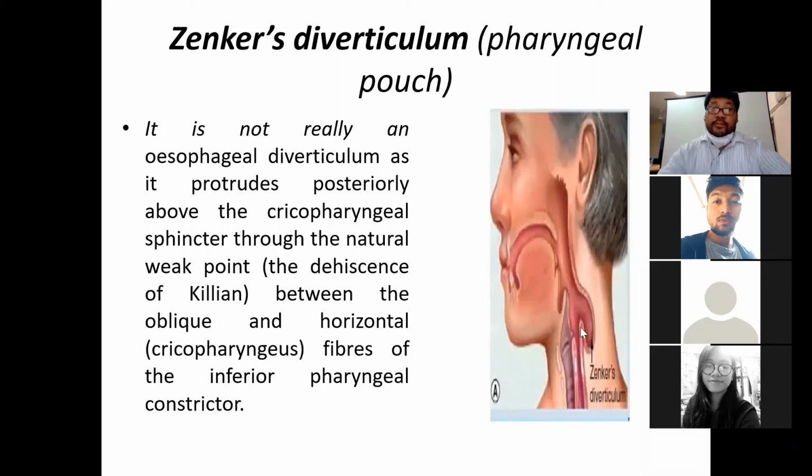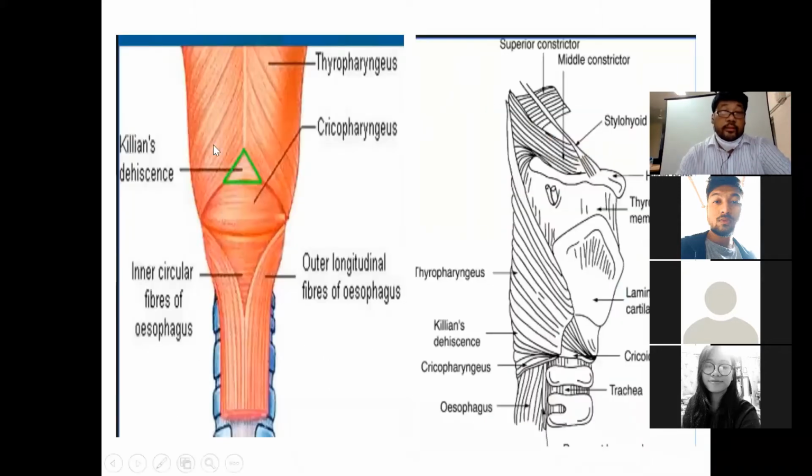It protrudes posteriorly. Here we can see this is a posterior protrusion of a sac, or the diverticula. So this is Zenker's diverticula. It occurs through a weakness that is known as the triangle of Killian, which is between the oblique and the horizontal fibers of the inferior pharyngeal constrictors. So this is that triangle, Killian's triangle. This is the horizontal fiber, and these are the oblique fibers. Through this triangle, Zenker's diverticulum develops.